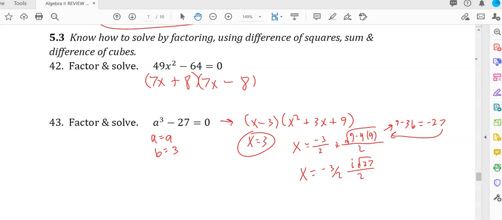Does 27 simplify at all? That'd be like 3 and 9, 3 and 3. So it does simplify a little bit. That's x equals negative 3 halves plus or minus, this is plus or minus, by the way, 3i root 3 over 2.